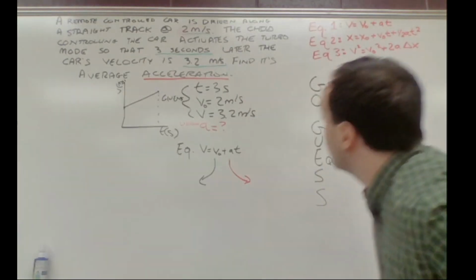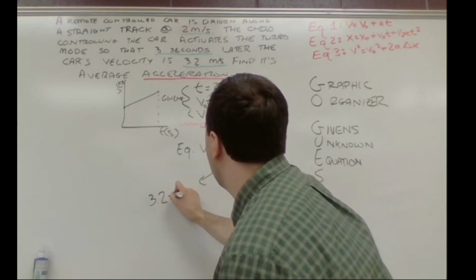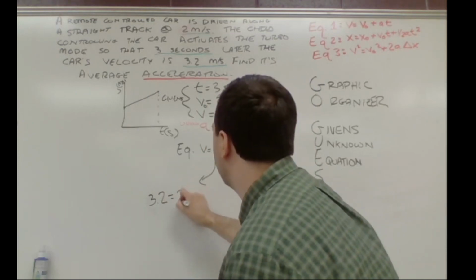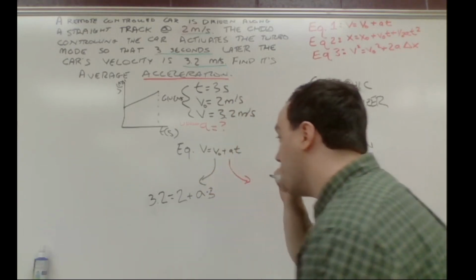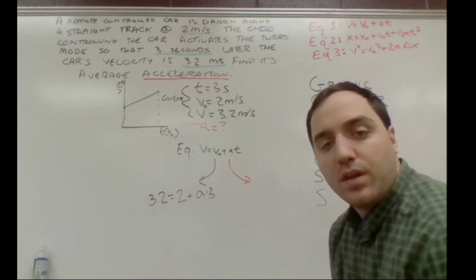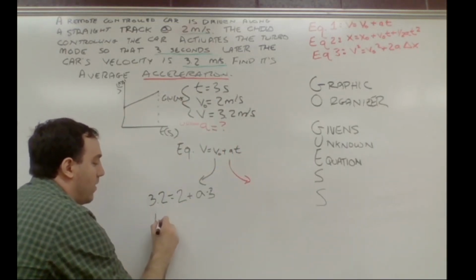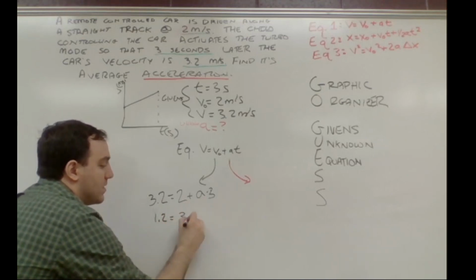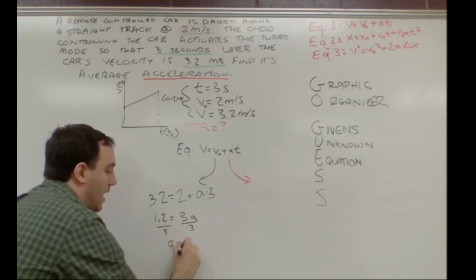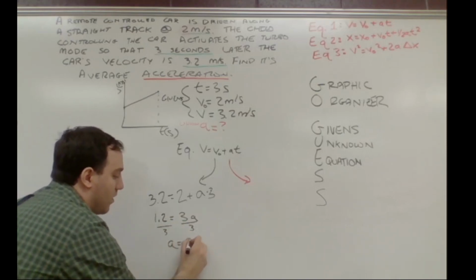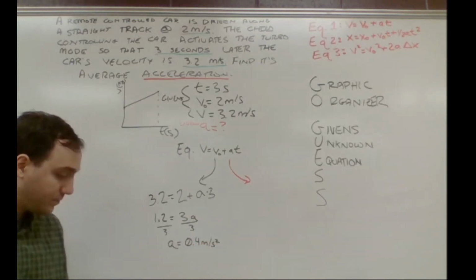So plug in your numbers. My final velocity is 3.2. My initial velocity is 2. My acceleration is my unknown, so I leave it as A, and then I plug in 3. If I solve for this, I subtract 2 from both sides, I get 1.2 equals, I'm just going to rearrange this to say 3A. Divide both sides by 3. A equals 1.2 divided by 3 is 0.4 meters per second squared.